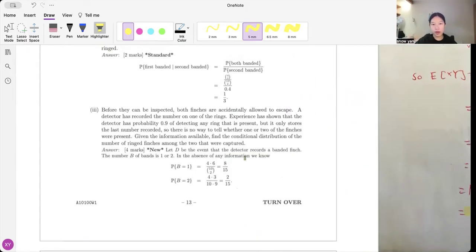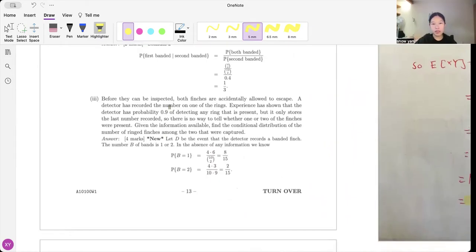Part 3. Before they can be inspected, both finches are accidentally allowed to escape. A detector has recorded the number on one of the rings. Experience has shown that the detector has a probability of 0.9 of detecting any ring that is present, but it only stores the last number, so there's no way to know if 1 or 2 rings were present. Given the information available, find the conditional distribution of the number of ringed finches among the 2 that were captured.